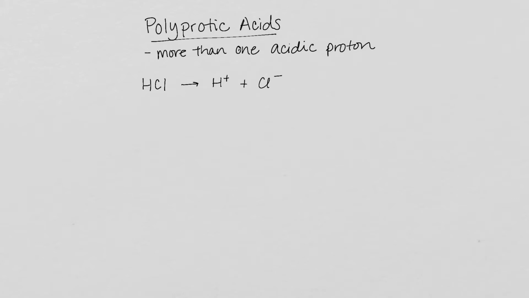But if you have something like acetic acid, which has this condensed formula here, if you were to draw the line drawing, it looks like this. It's the simplest carboxylic acid. And here, this is the only acidic proton. There are these protons here, but they're not acidic. And so this is still a monoprotic acid.